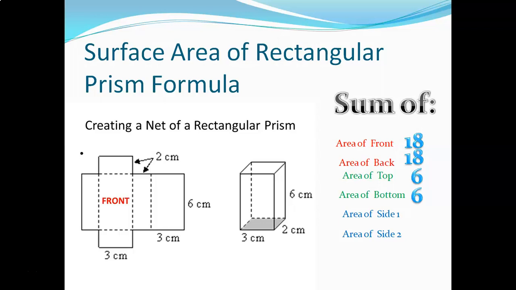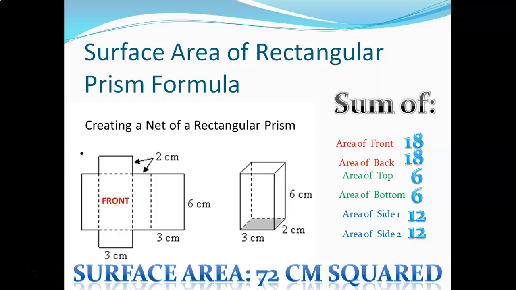Now I go to the sides. Doesn't matter which one you start with. We have a dimension here of 2. We have a dimension here of 6. 6 by 2 is 12. Let's double it. And now we have all the faces. We must get the sum of the faces. 18 plus 18 is 36. 36 plus 6 is 42. 42 plus 6 is 48. 48 plus 12 is 60. 60 plus 12 is 72 centimeters squared. So it is squared. Now, the way I do it one at a time, maybe you just want to say, okay, 36 there, 12 there, 24 there.